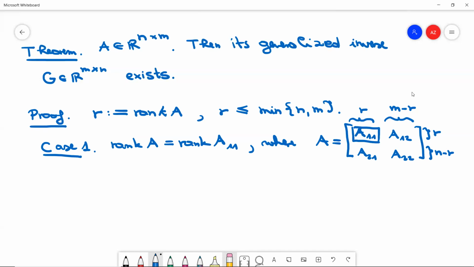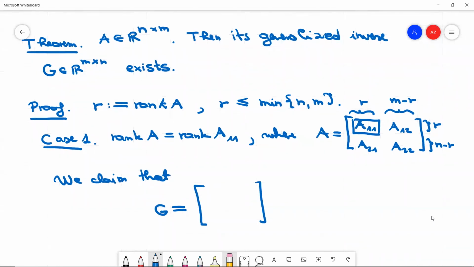And I ask you what would be the claim about the generalized inverse G. So we claim that G is equal to, and now I ask you what you think, what would be the candidate for G, and then we will also prove that this is really the appropriate candidate. So what would be the first guess about this G?